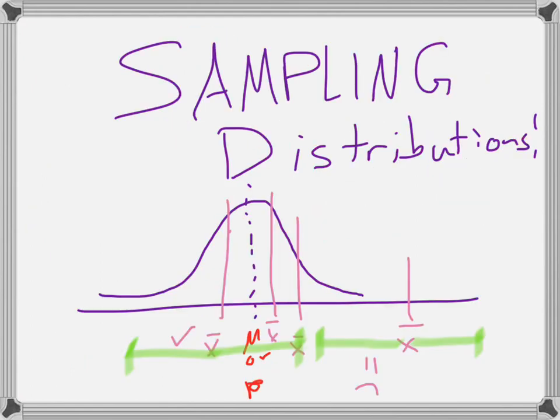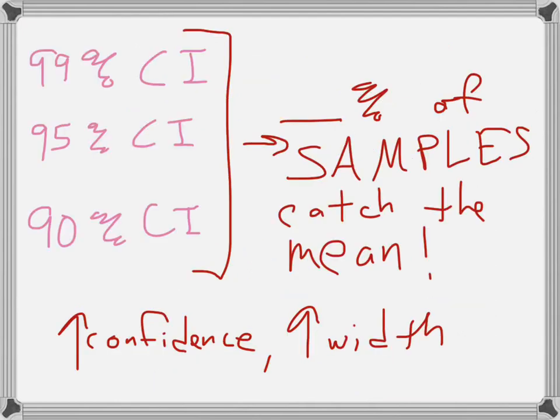Let's take a look at the previous slide. Notice on this interval on the left, the mean is in there. That's not changing. But over here, it's saying 99% of the samples catch the mean. So if we were to do this 100 times, we'd expect to catch the mean 99% of the time. If you have higher confidence, that must mean that your width is higher, right? Because if you give someone a larger range of numbers, you're more likely to be correct.